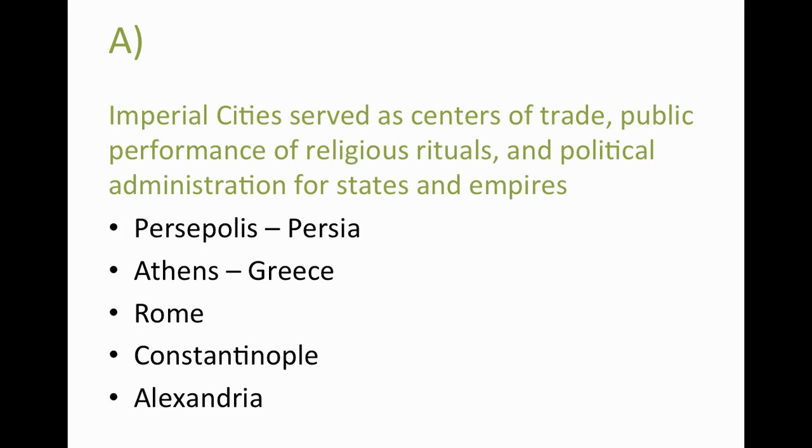So you want to be able to identify and describe some of these great imperial cities like Persepolis in Persia, Athens in Greece, Rome, Constantinople, and Alexandria. These cities are all going to have a lot in common. They're going to have urban centers. They're going to have militaries, walls, infrastructures. They're going to have, obviously, centralized governments, lots of jobs, job specialization.